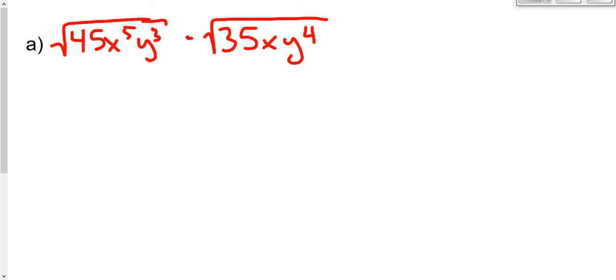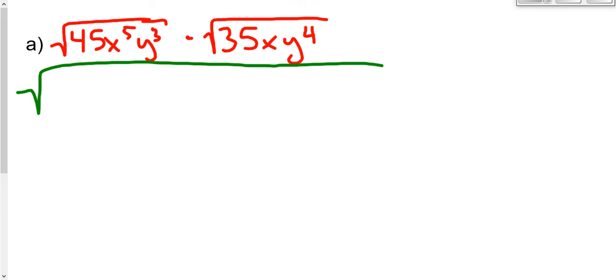4th. Now both of these are the second root. It's an invisible index of 2. So because they match, I can combine these under one radical. So I'm going to go ahead and do that down here. This is the root of 45 times 35.